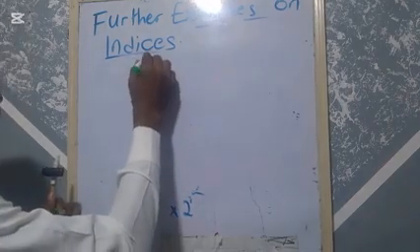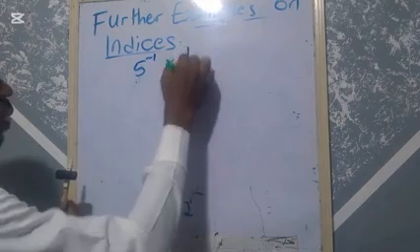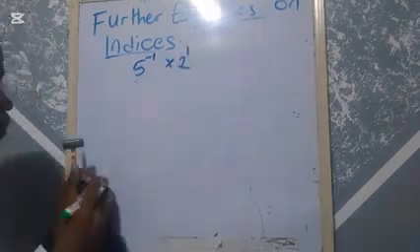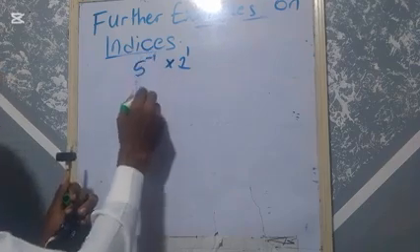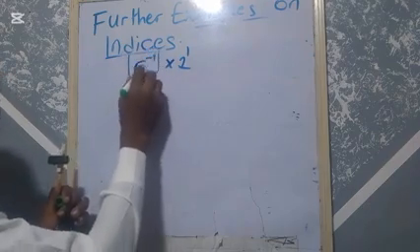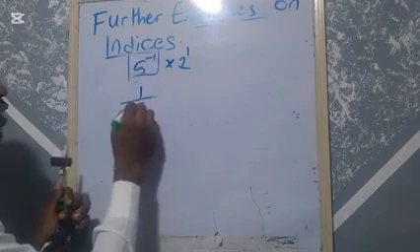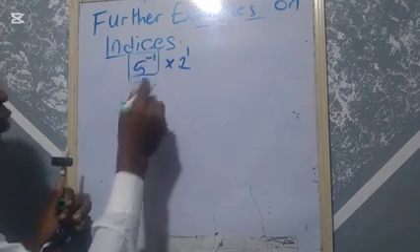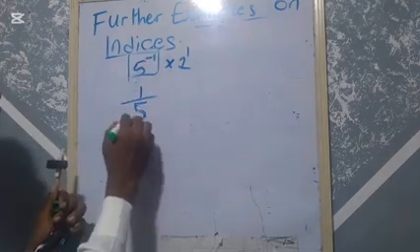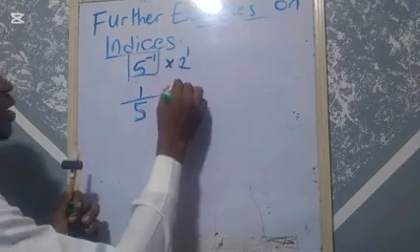So we have 5 raised to the power minus 1 times 2 raised to the power 1. This is what we have. I want to apply the negative index law here now. Look at it. I told you if you have something like the negative index law, I can change this minus 1 to 1 all over 5 raised to the power of what? This one. And 5 raised to the power 1 is still 5, so there's no need putting that one there. It's still 5 times 2 raised to the power 1, which is 2.